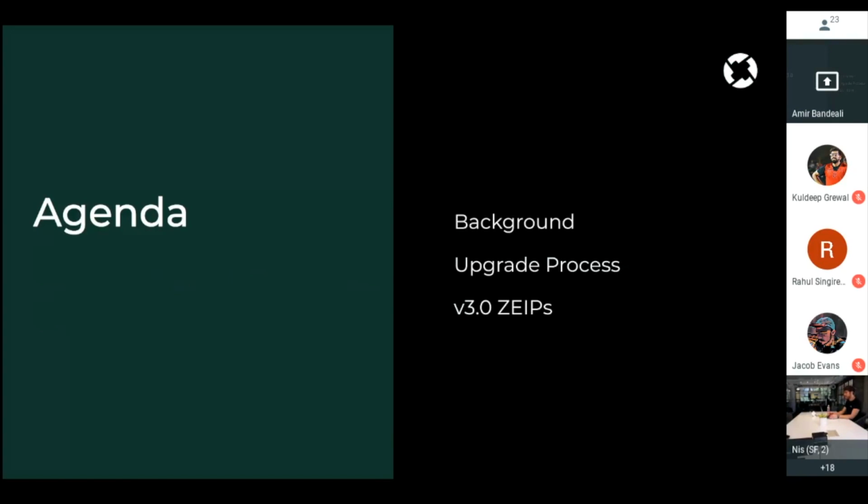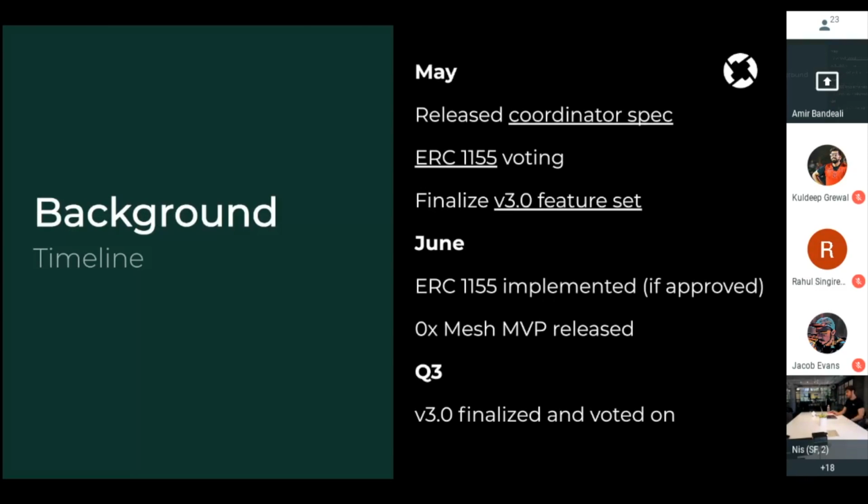So the agenda for this meeting is to give a bit of background on ZRX 2.0 and 3.0, talk about the actual upgrade process, and then to cover the individual ZIPs that we are proposing for version 3 at a high level, and to get feedback on those as well.